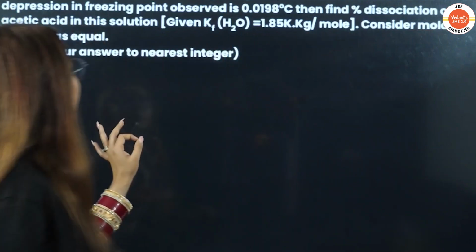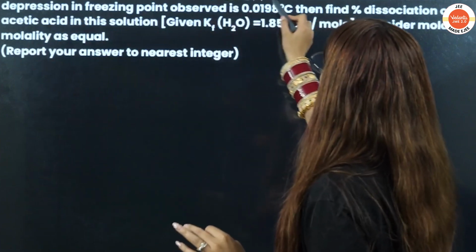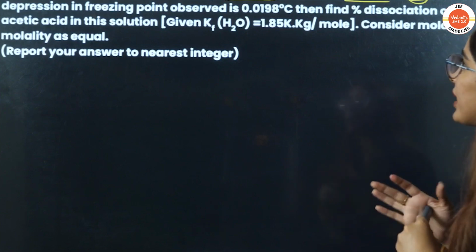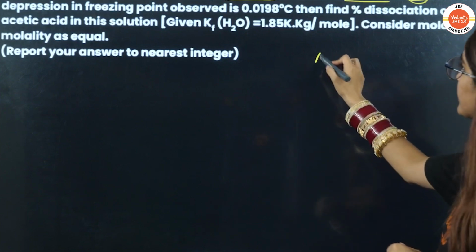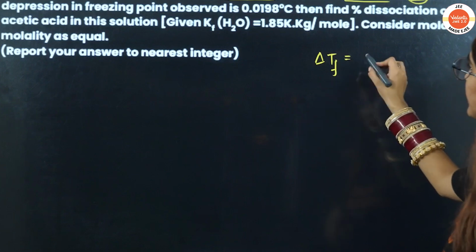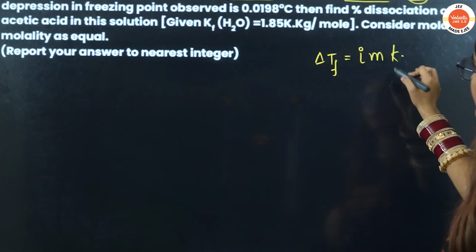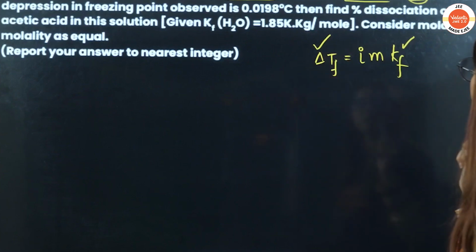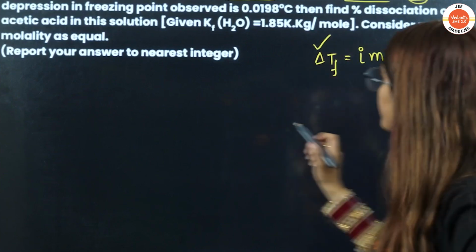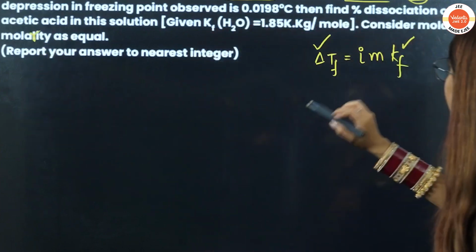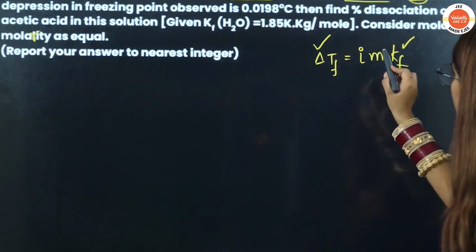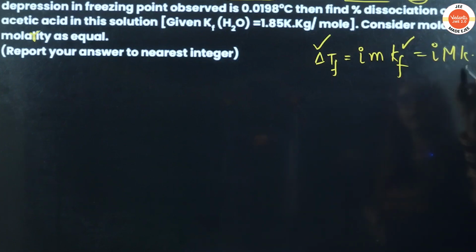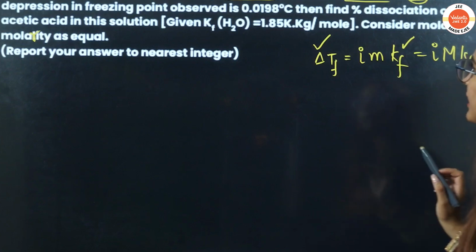Now next is 1.2 milliliter of acetic acid with density this. When dissolved in 2 liter of water, depression in freezing point observed is this. That means delta TF is given to you, right? I and MF and KF. KF is also given to you, delta TF is also given to you. They are saying consider molality and molarity. This should be molarity, molarity is same. This means here you can also put the value. This can also be equal to i into capital M into KF, right? This we can also equate like this.